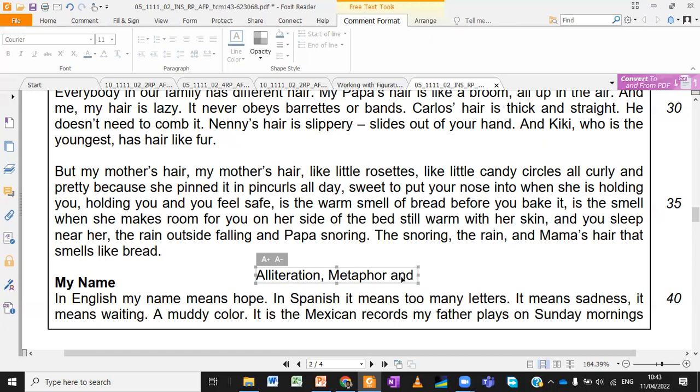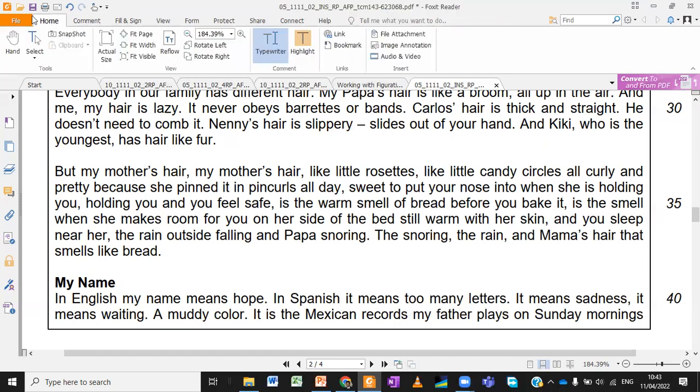So we're done with this. We're looking for metaphor now. Let me see if I can help you here. Or coily and pretty. Is that not metaphor? Or coily and pretty. Switch to put your nose into when she's holding. Or coily and pretty is the warm smell of bread before you bake it.